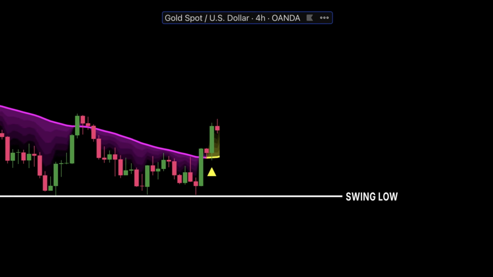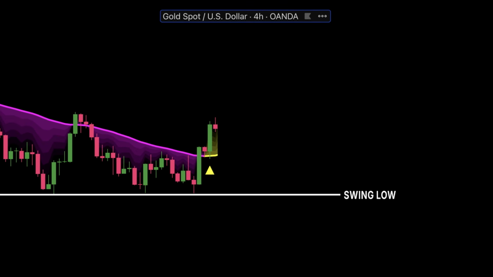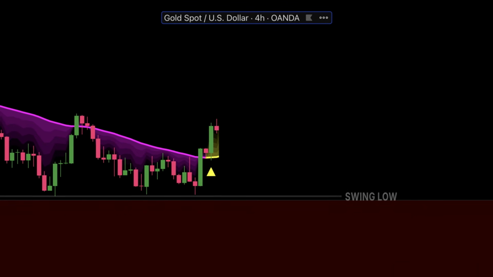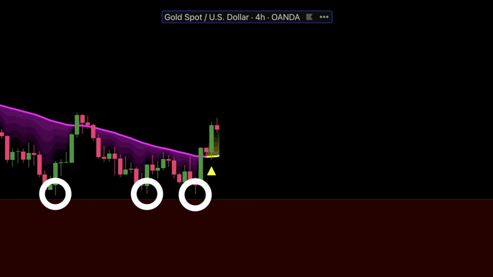Stop goes just under the swing low that formed right before the flip, not further down under the whole pullback. That low is the actual point the setup is built on. If price takes it out, the read was wrong, and you want to be out clean, not still holding on hoping it turns. Target sits around 2 times that risk.